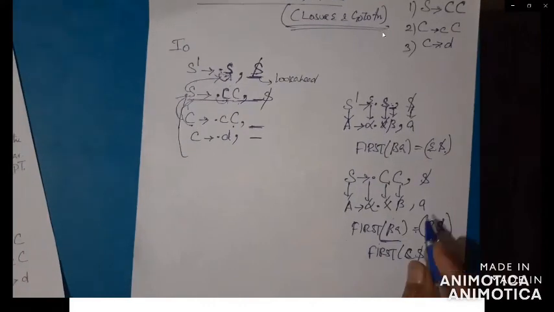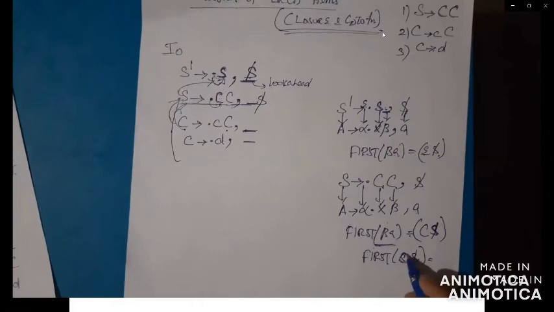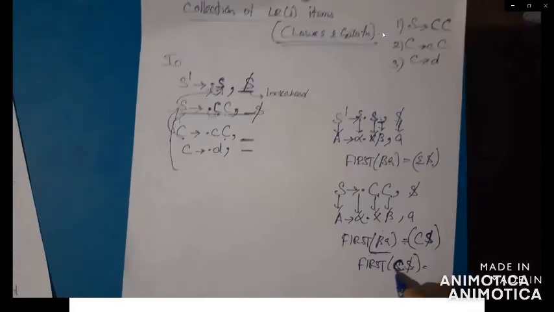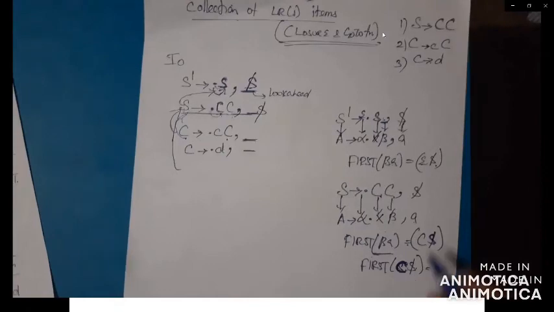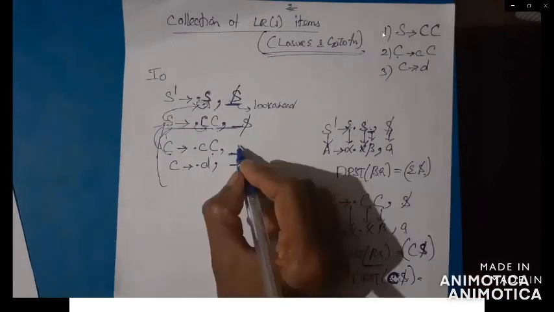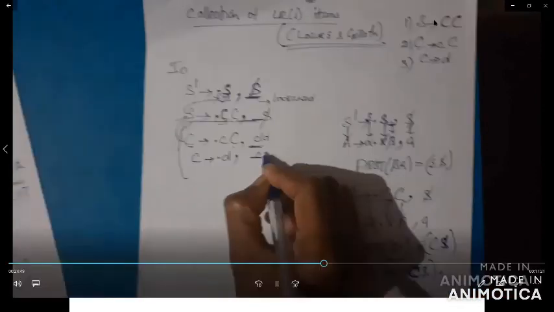First of beta A is first of C dollar. So what is first of C? First of capital C, what is first of capital C? You write for the first production: one for C, one for D. So the answer is either C or D.